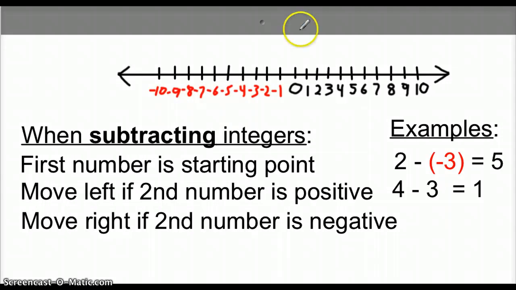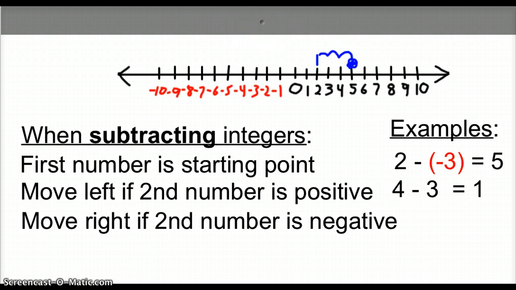the first number in the first case is a 2. So we would be, say, starting right here. And then if we're going to subtract a negative 3, it says here, I move to the right if the second number is negative. So if I'm subtracting a negative number, I'm going to move to the right 3 places. So I would go 3, 4, 5, and then my answer would be right here at 5. So this says that 2 minus a negative 3 is 5. We would go 3 to the right.